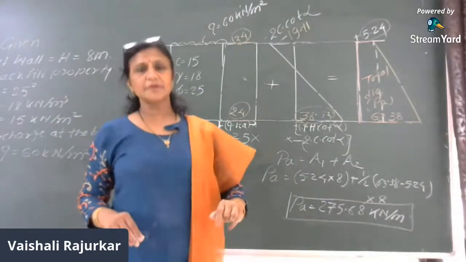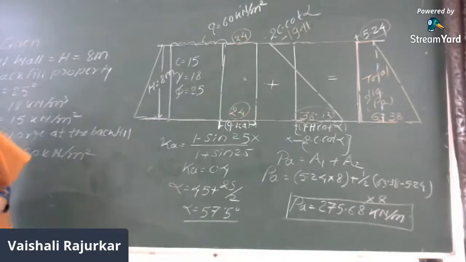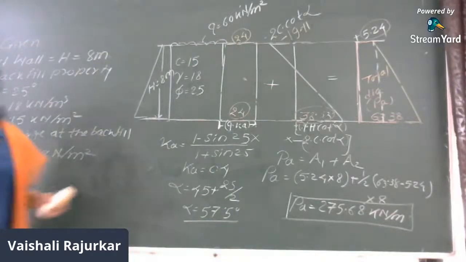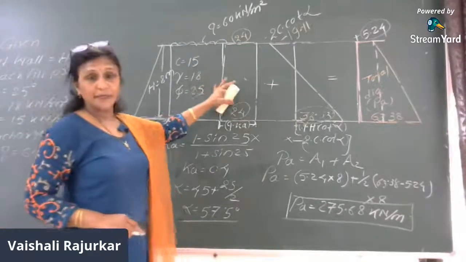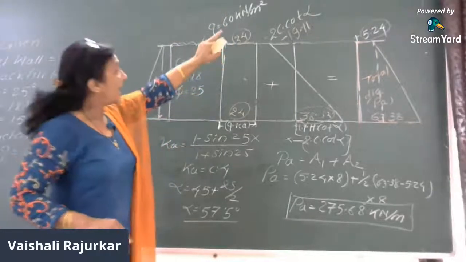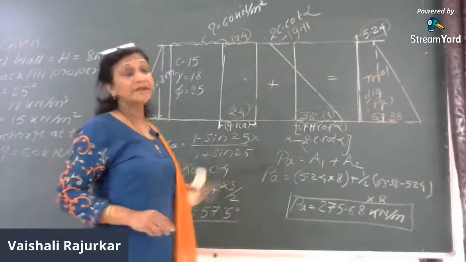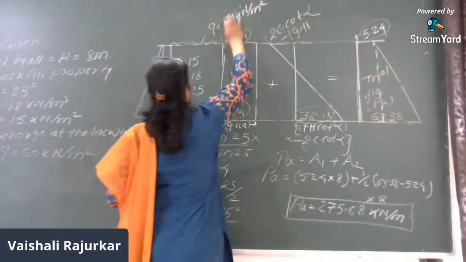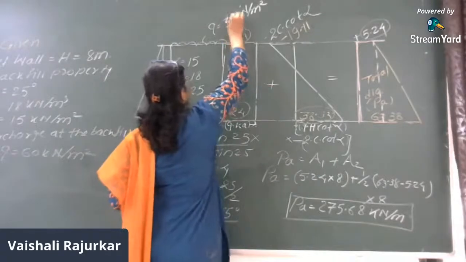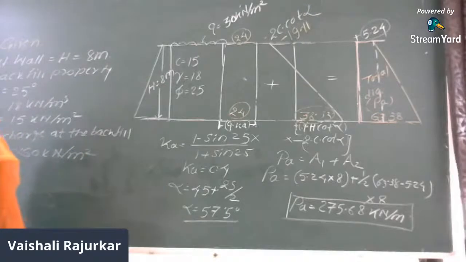So in the same numerical, we do one thing. In the same numerical, we will take this surcharge as 30 now. As it will be 30, then the total distribution diagram will be negative positive. So here we will consider this distribution diagram as 30 kilonewton per meter run. So what will be the change in the above diagram?